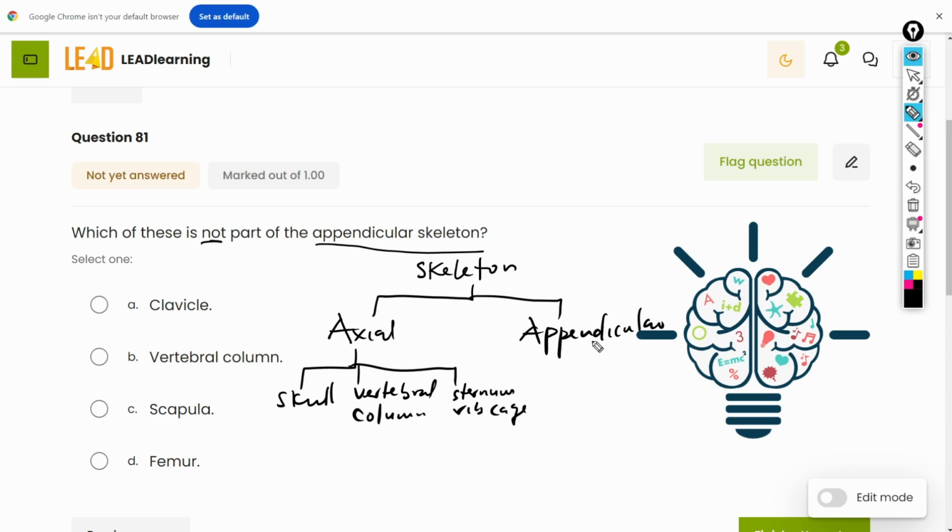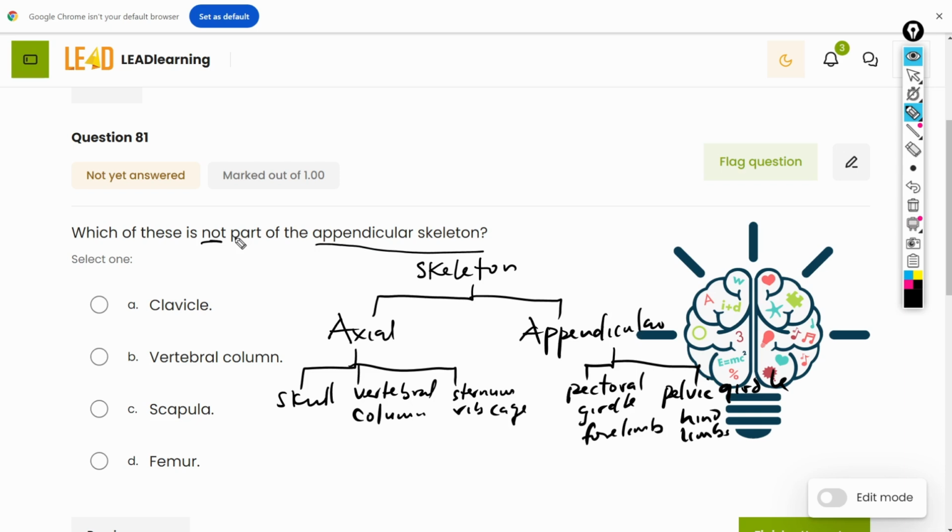The appendicular skeleton on its own is made up of the pectoral girdle, that is the bones of the forelimbs. We're looking at the humerus, the radius, the ulna, the shoulder blade, and then the pelvic girdle. We're looking at the pelvis, the femur, the tibia, and the fibula. So this is also called the hind limbs. So using this classification scheme, which of these is not part of the appendicular skeleton?